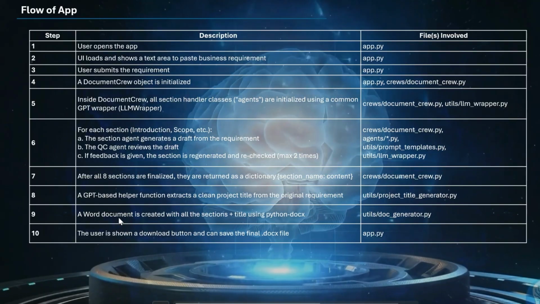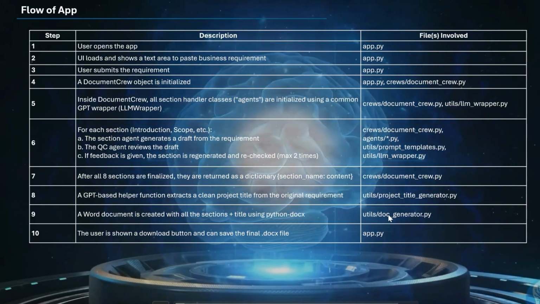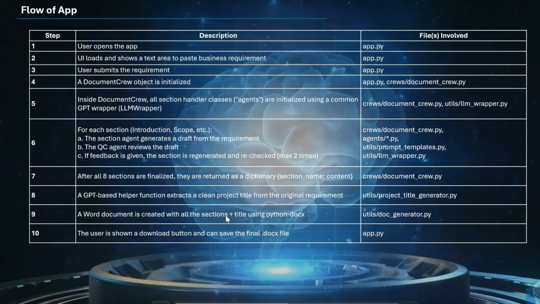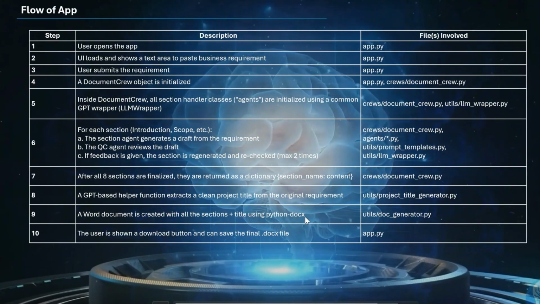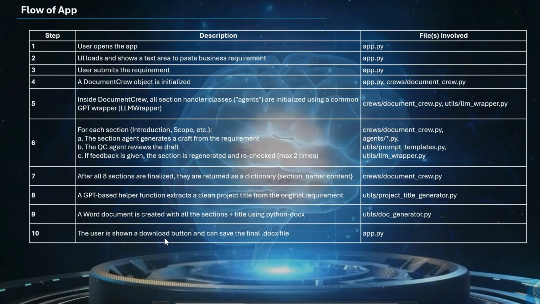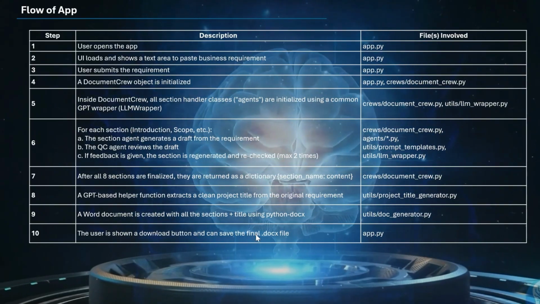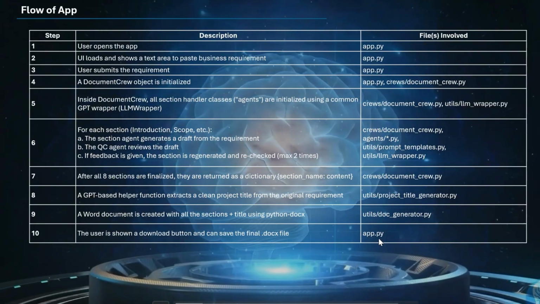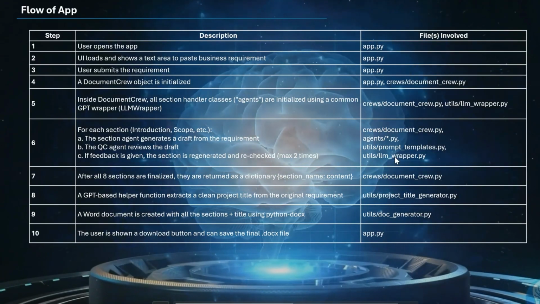Then comes the doc generator. This doc generator gets called, which creates all the sections, plus the title and everything, using the Python docx package. Then the user is shown the download button, where the user can press and download the docx file. Again, this is called using the app.py file. So this is the overall flow based on all the files that have been created.